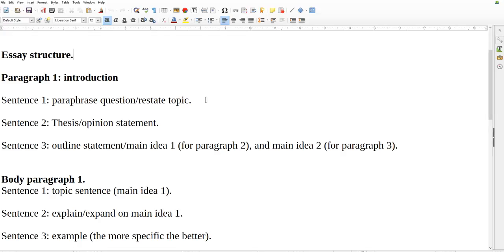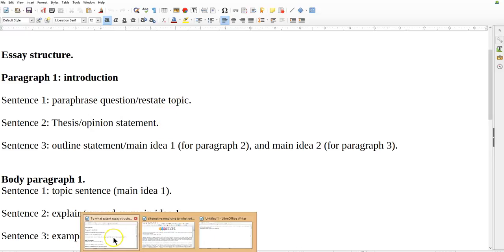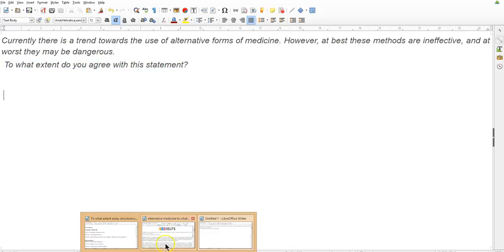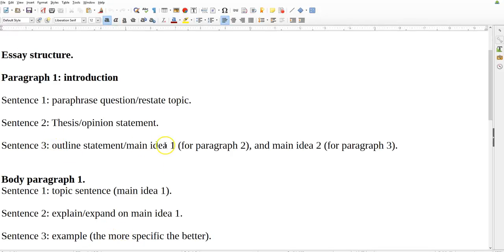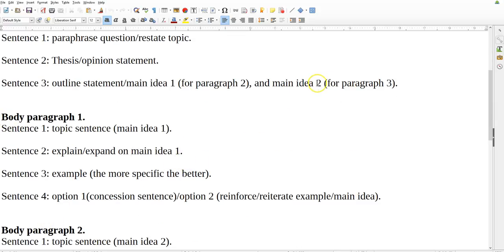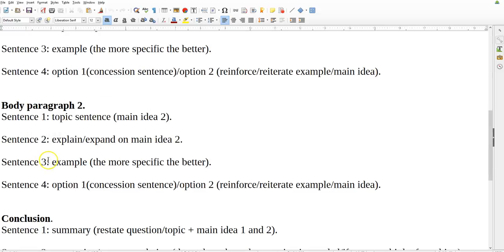So what we did there, we've got the introduction, sentence 1 for every question type. You paraphrase the question, restate the topic. Sentence 2, give your opinion, because it's to what extent, so it's asking you, what do you think, to what extent do you agree. Sentence 3, we need an outline, your main idea 1 for paragraph 2, main idea 2 for paragraph number 3.